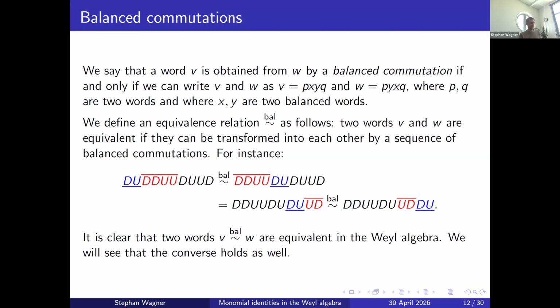Now it is clear that two such balanced equivalent words are equivalent in the Weyl algebra, because we have observed that interchanging the order of balanced words has no effect. It's not entirely clear whether that's the only reason for two words to be equivalent, but we will actually see that the converse holds as well. So two words are only equivalent if I can perform such a sequence of balanced commutations.